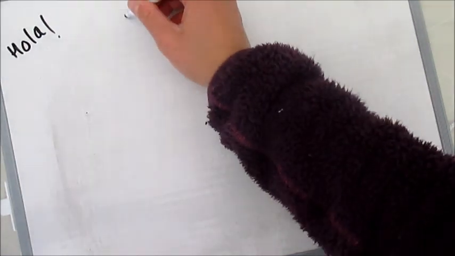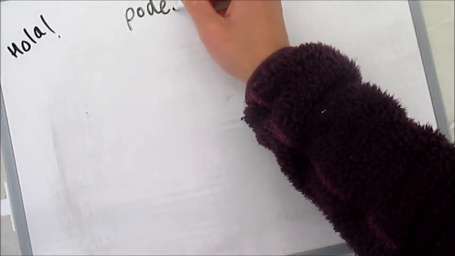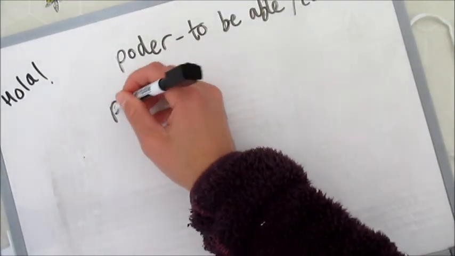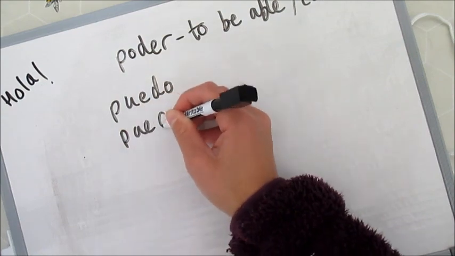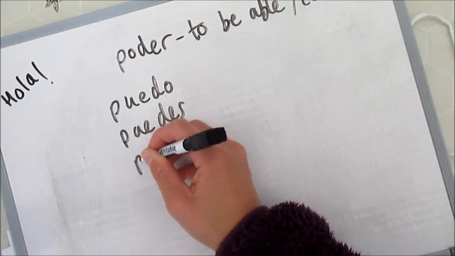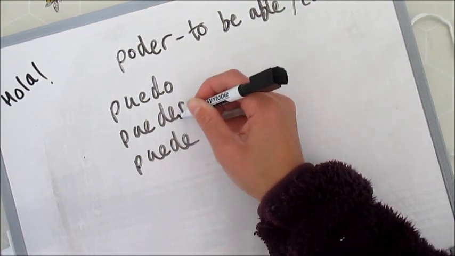Puedo comes from the verb poder. Puedo means I can. So the verb is poder. It's to be able to, like to can, but that doesn't make sense really. So to be able to. So we've got puedo, I can. Puedes, you can. Puede, he or she can.